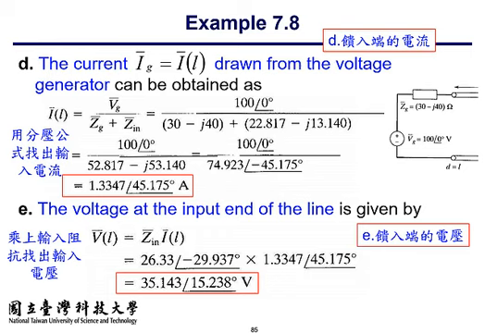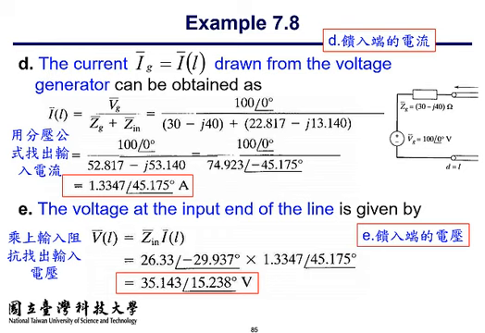So here is the derivation of the current calculation, which can be found using the voltage division equation: Vg, the generator voltage, divided by the inner resistance of the generator plus the input impedance of the transmission line. Substituting those numbers, you come up with the current, which is 1.3 amp, with a phase of 45 degrees. Using the current and the input impedance, you can compute the input voltage.